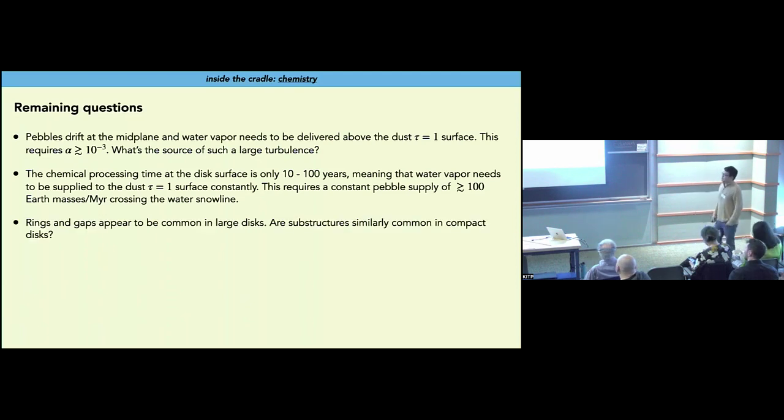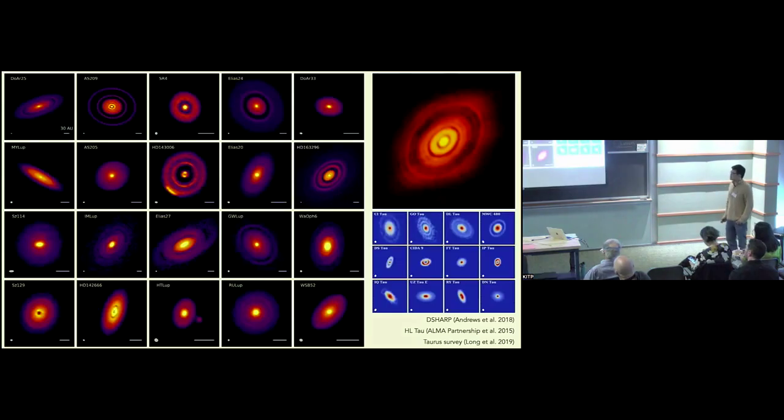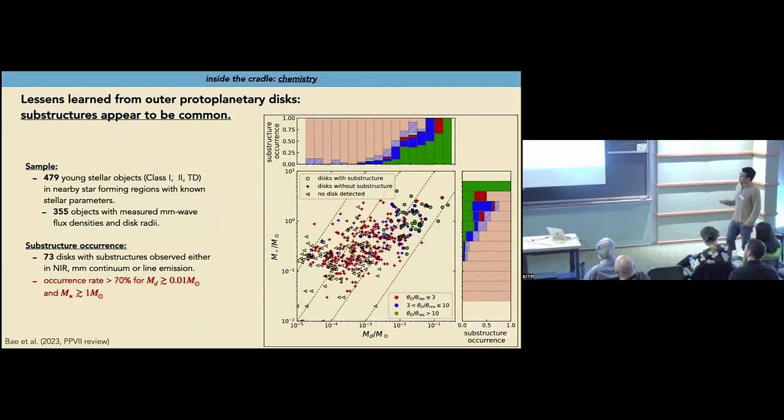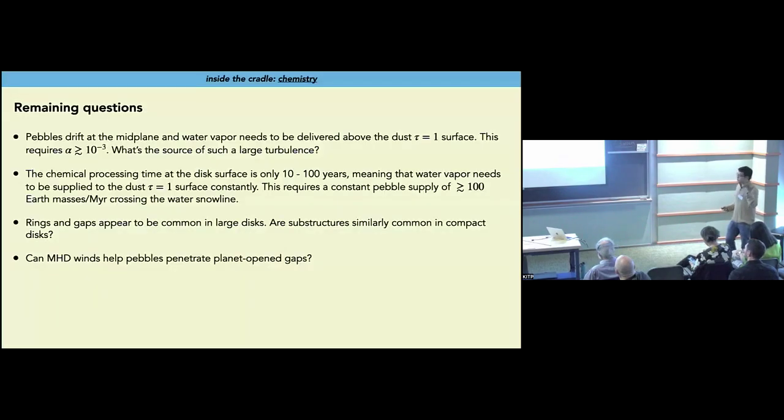Rings and gaps appear to be common in large disks. I'm going to just show you these beautiful images. We see all these rings and gaps. I'm not going to go into detail, but the occurrence rate of these substructures in large disks is over 70%. So we see this everywhere. So how can we mitigate that? Are we sure that substructures are not common in these compact disks? That's a question that we cannot answer right now, but it might be interesting.